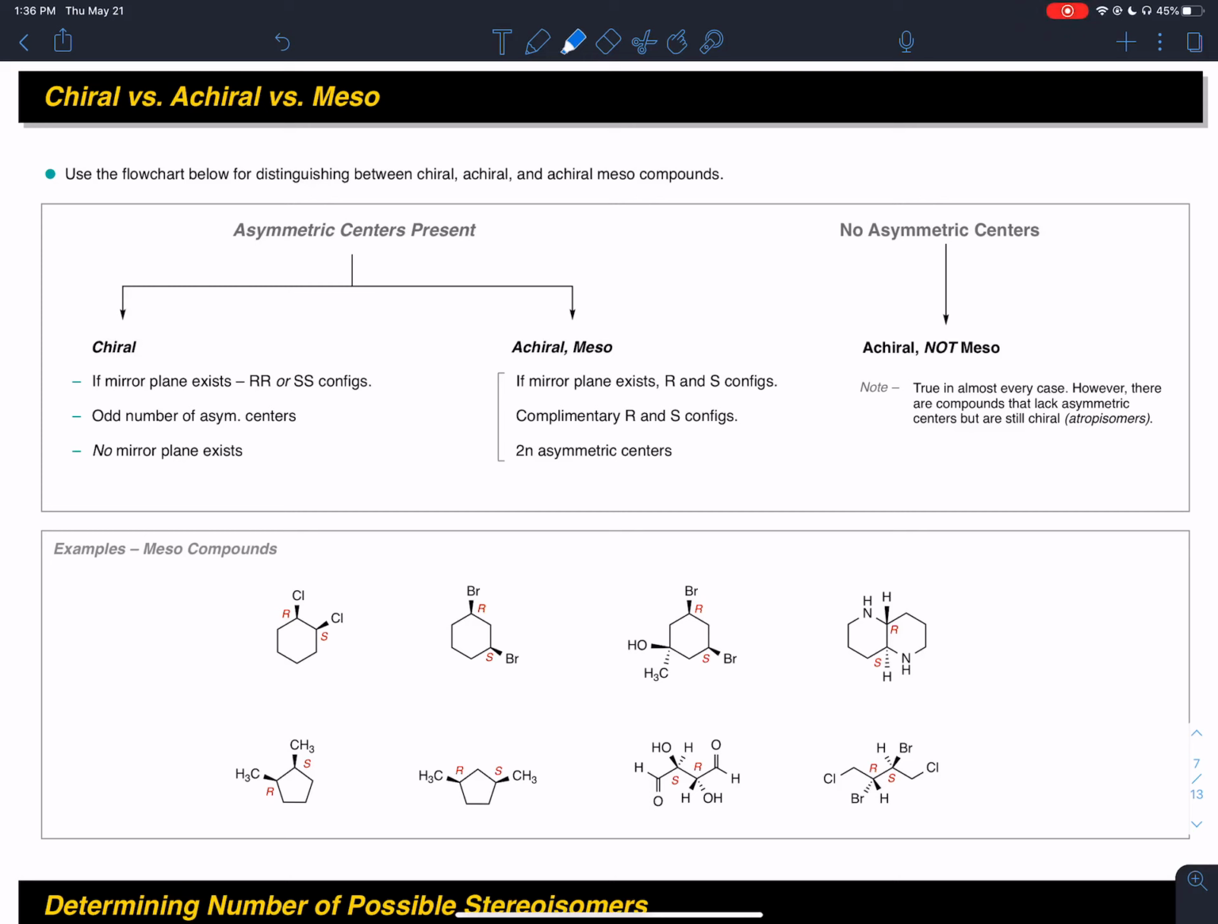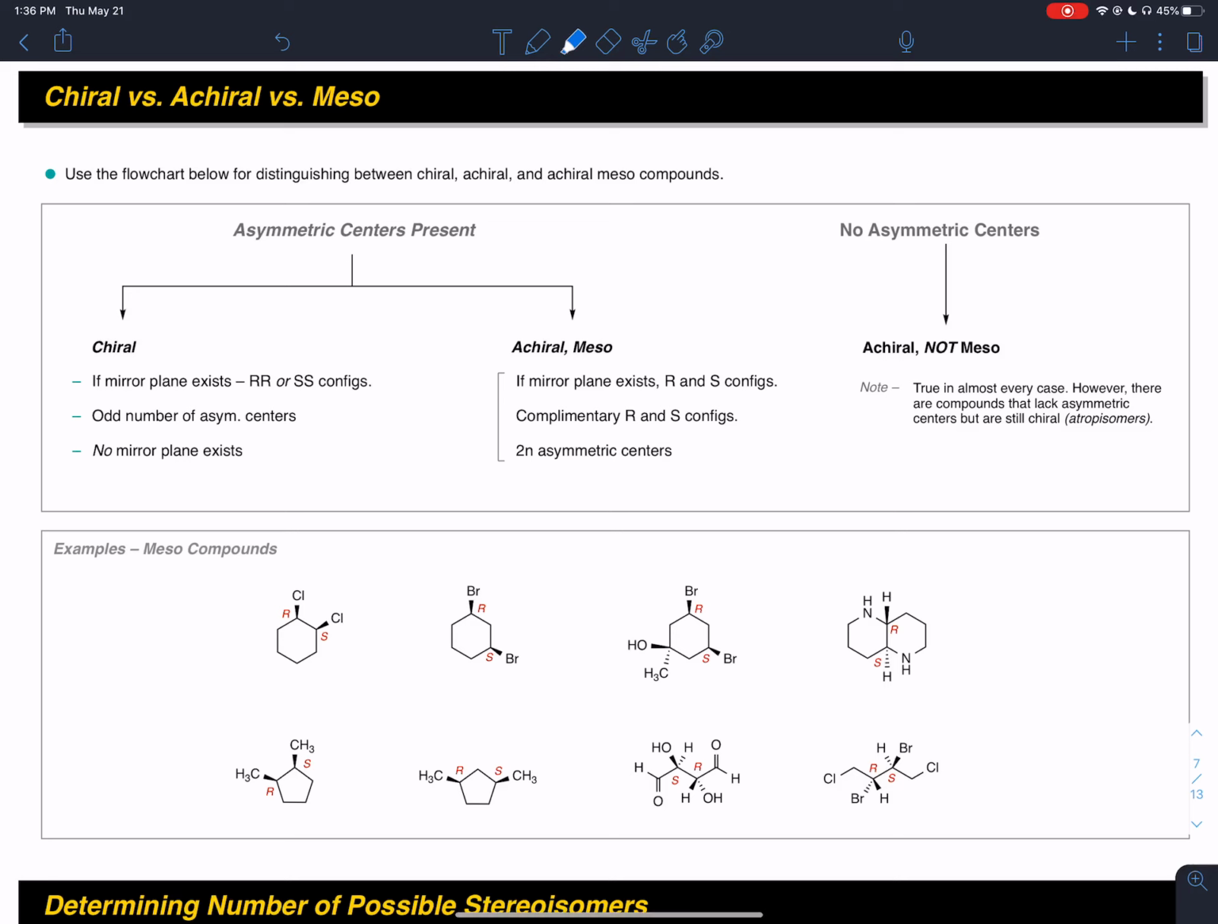Hi everyone. In the last couple of videos, we talked about chiral, achiral, and achiral meso molecules. We established some parameters that would ultimately describe their structure and how we thought about them. In this video, we're going to be doing an overview on how to determine if a molecule is chiral, achiral meso, or achiral not meso.